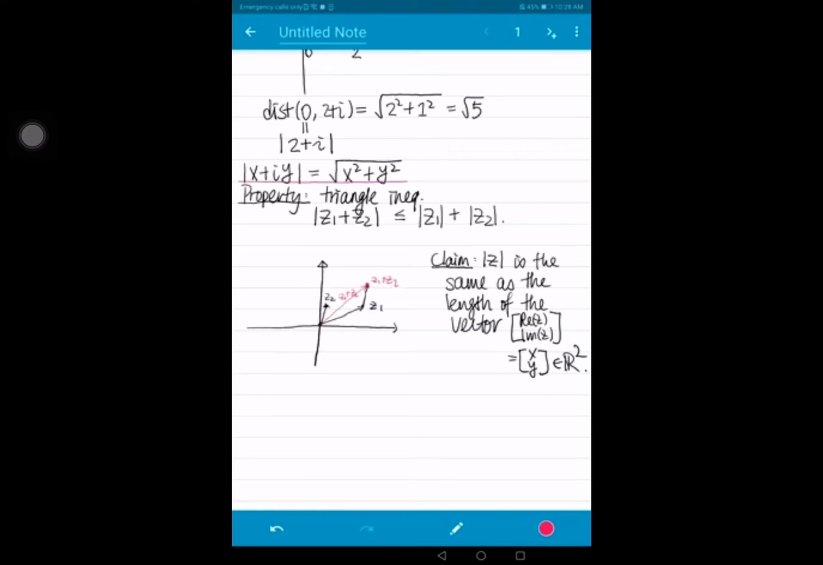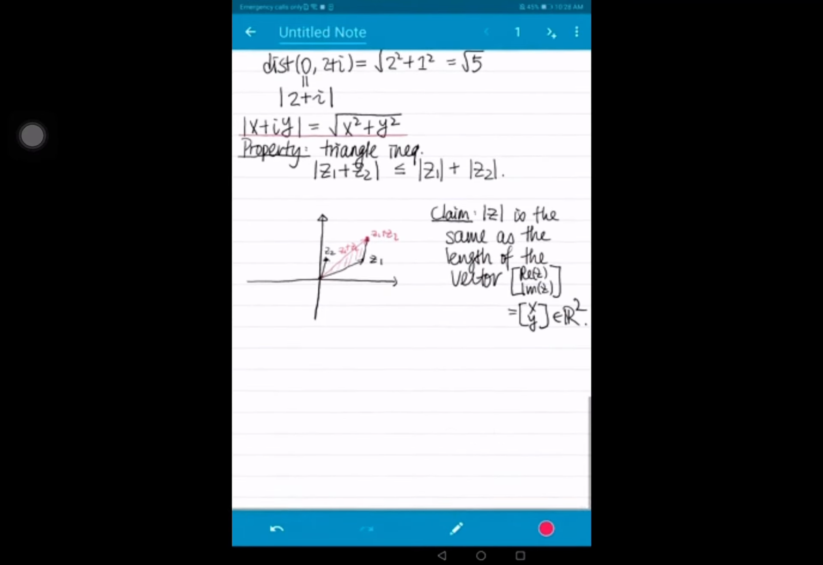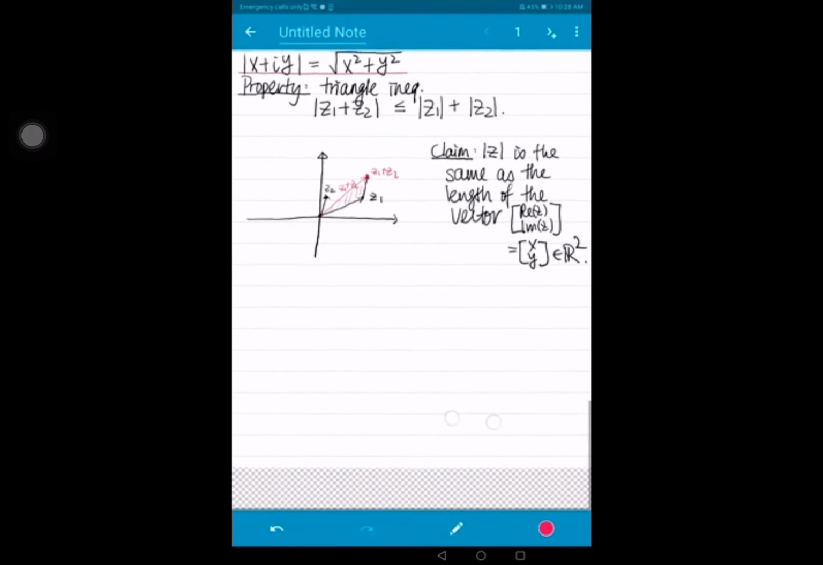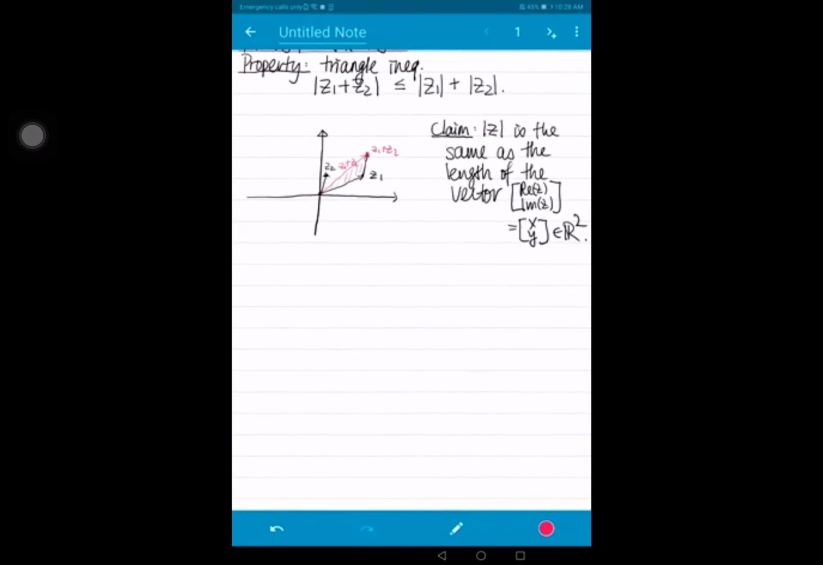So basically, here we have a triangle, right? And from the triangle, you can see that the length of one side is smaller than or equal to the sum of the other two sides. So this is true for the side lengths of any triangle, and this proves the triangle inequality.